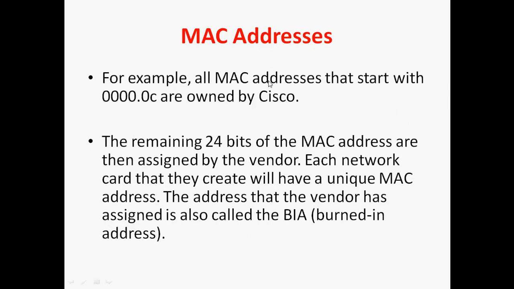For an example, all the MAC addresses that start with 0000.0c are owned by Cisco. So a MAC address starting with 0000.0c means this device is from Cisco. We can easily identify it. The remaining 24 bits of the MAC address are then assigned by the vendor, so each network card that they create will have a unique MAC address.